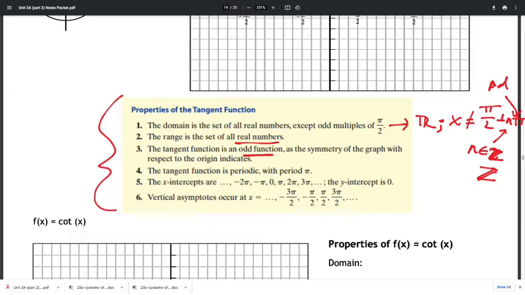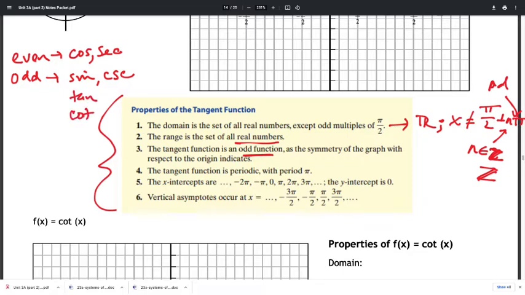This is an odd function. We talked about when we first started doing these graphs that the even functions were cosine and secant, whereas all of the rest of them were odd. So sine, cosecant, tangent, and cotangent are all odd functions. The tangent function has a period of pi. So tangent and cotangent are the only ones with a period of pi. All of the rest have a period of 2 pi. All right, let's see what the graph of cotangent looks like.